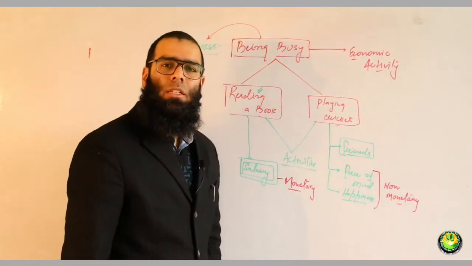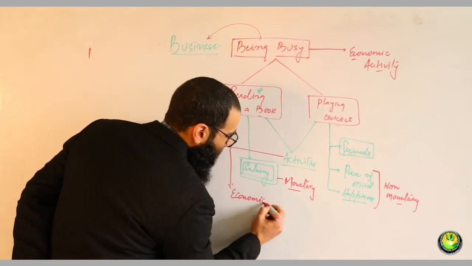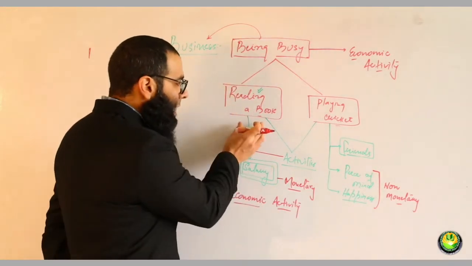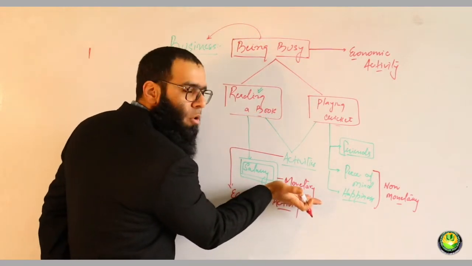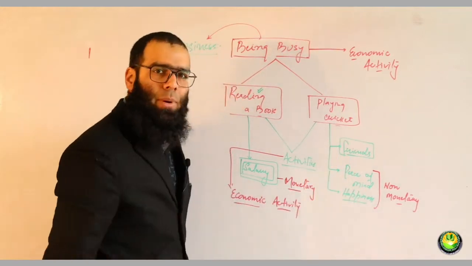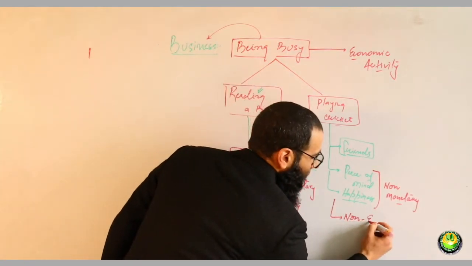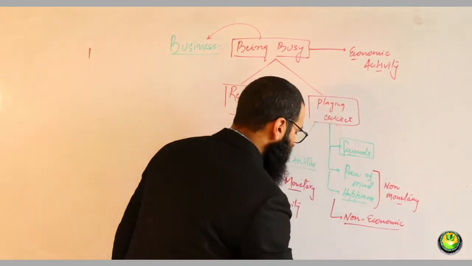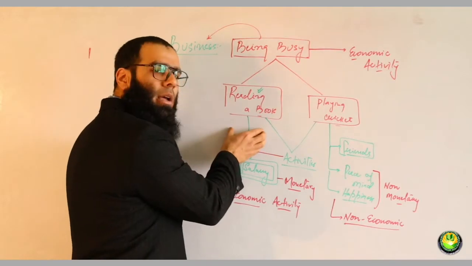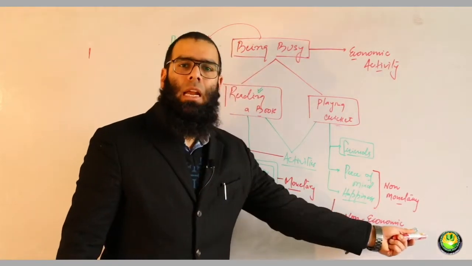As far as the activity which gives us monetary benefit, we will call it economic activity. So remember, my dear students, that any activity, here reading a book, which has given me some monetary benefit, shall be termed as economic activity. And playing cricket with my friends, which has given me non-monetary benefit, shall be termed as non-economic activity. So the distinction should be absolutely clear in our mind: activities can be either economic or non-economic. If it is an economic activity, it will give me monetary benefit. If it is non-economic activity, it will give me non-monetary benefit.